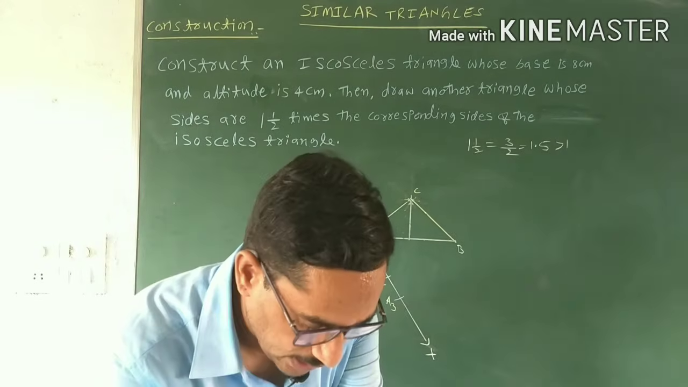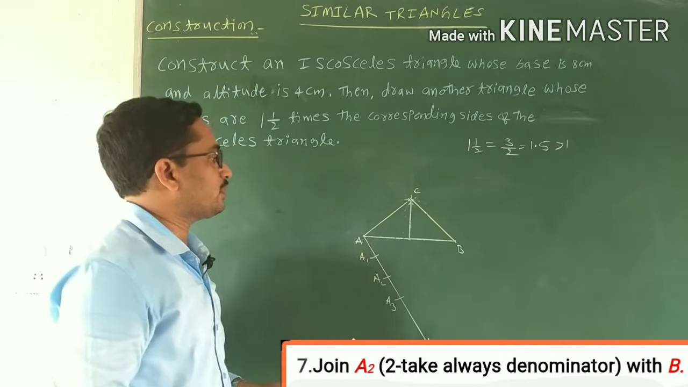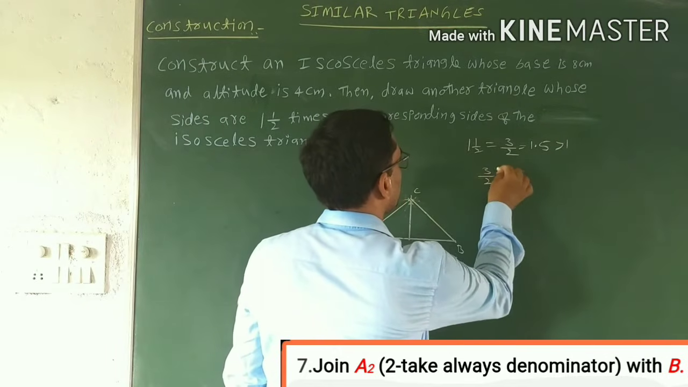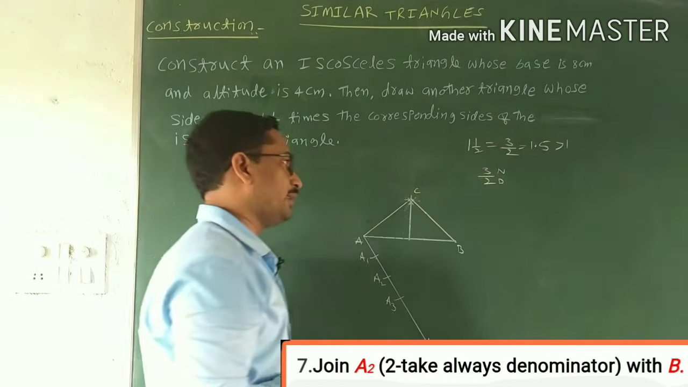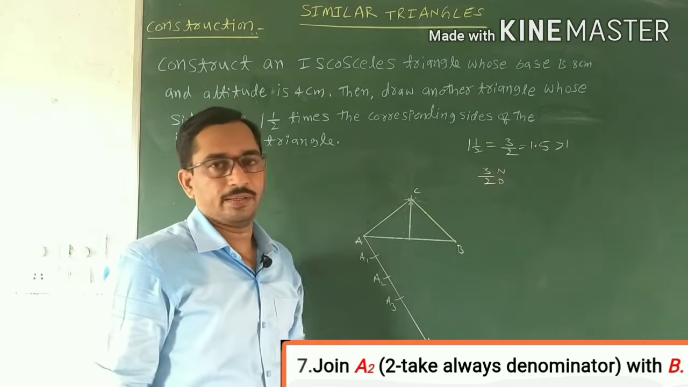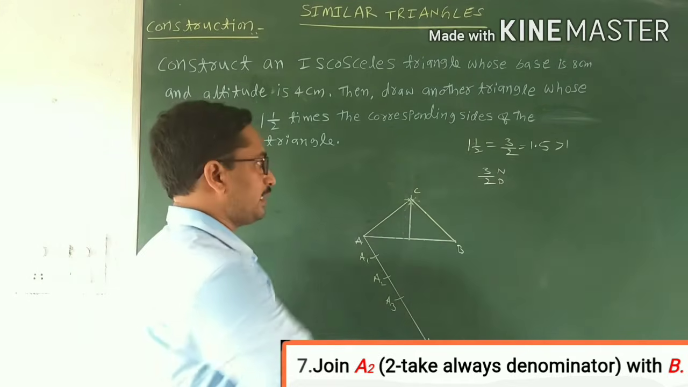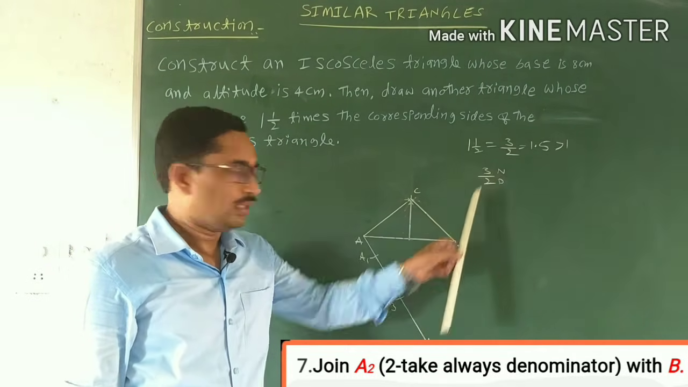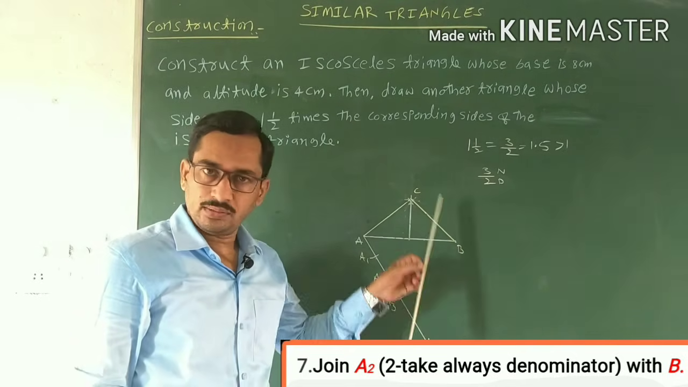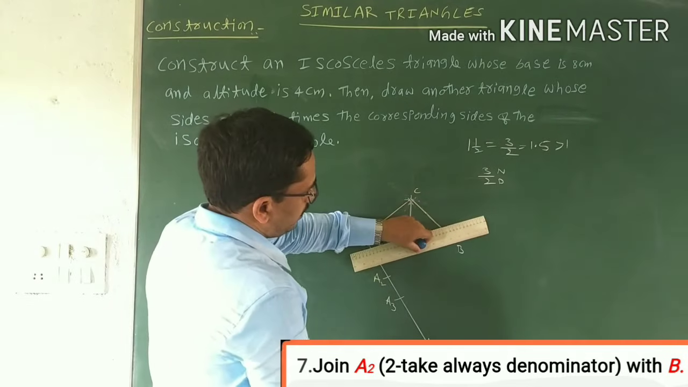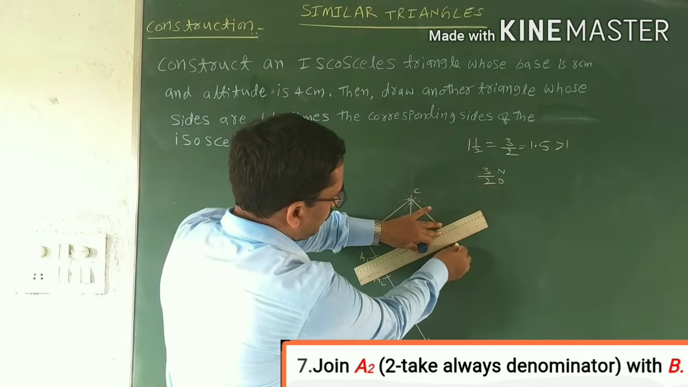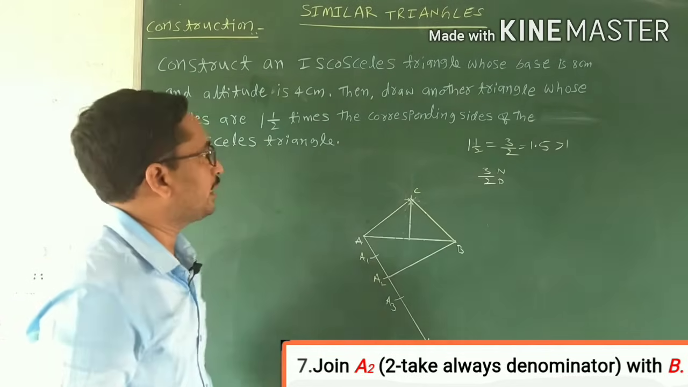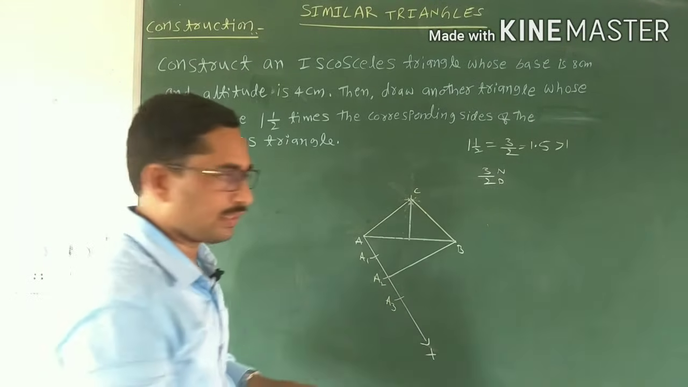Now next we have to join A2 with B. Why A2? This I also explained in the previous videos. This is the numerator and next it is the denominator. Numerator I denote with N, denominator with D. In the order of the alphabet, first letter D, next N. So always take the denominator number, which is 2, here take A2 and always join with B. This is a simple trick, applicable for all problems. So join A2 and B.